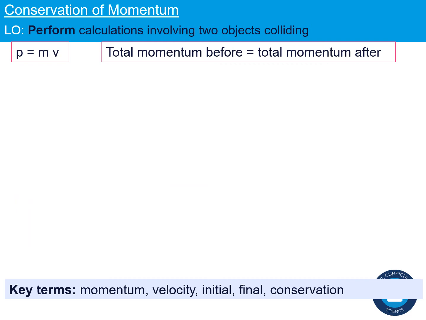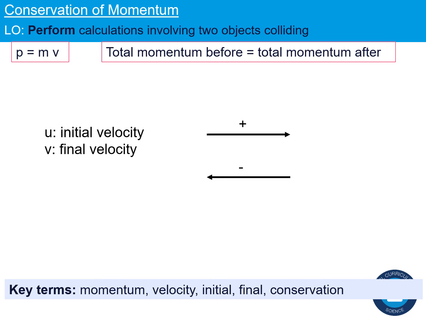Before we start the calculations, we have to make sure that we have the correct notation. We use the symbol U for the initial velocity. When we say initial velocity, we mean the velocity at the start. And we use the symbol V for the final velocity, that is the velocity at the end. Since velocity is a vector, any motion in the forward direction we are going to write with a plus sign, and any motion in the backwards direction we are going to write with a negative sign.